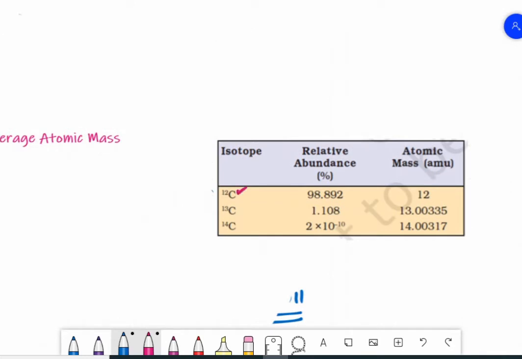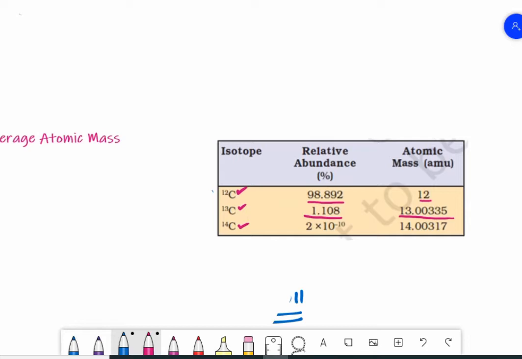See, carbon 12. Okay, how much percentage of this carbon 12 is present in the earth? It is 98.892 percent in the atmosphere. Now its atomic mass is 12 AMU. Now what about carbon 13, the second isotope? It is about 1.108 percent. What is its AMU? That is 13.00335. And what about the C14 isotope?